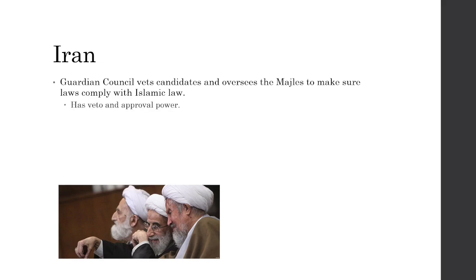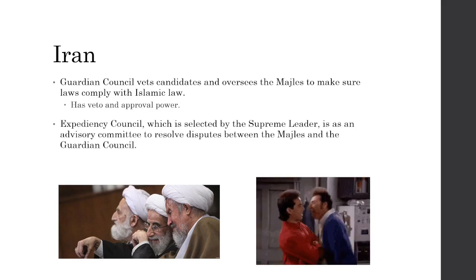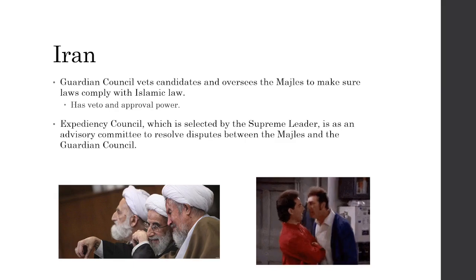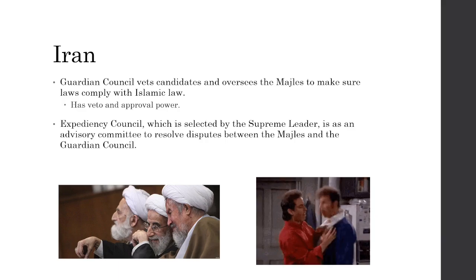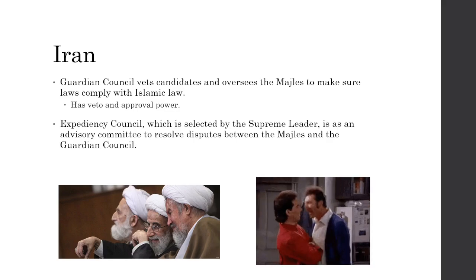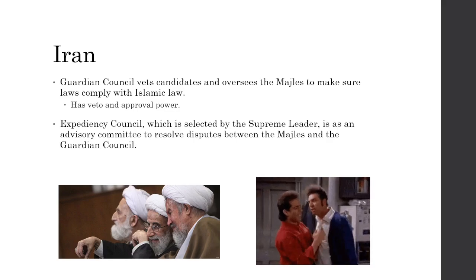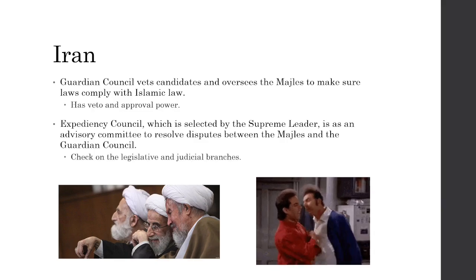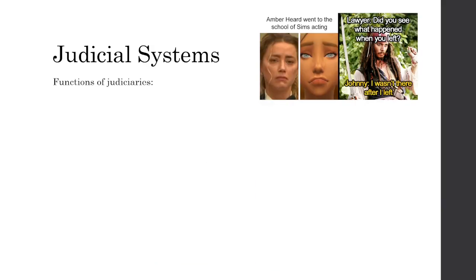The Guardian Council can approve of these laws or they can veto them. There's also the Expediency Council, which is selected purely by the Supreme Leader. Remember, the Supreme Leader nominates half of the Guardian Council, but they select the entire Expediency Council. And they are an advisory committee that will resolve any disputes and create compromise between the majlis and the Guardian Council. So if they bicker back and forth, this Expediency Council will come in and settle all the heat and tension. And they are a check on the legislative and judicial branches.